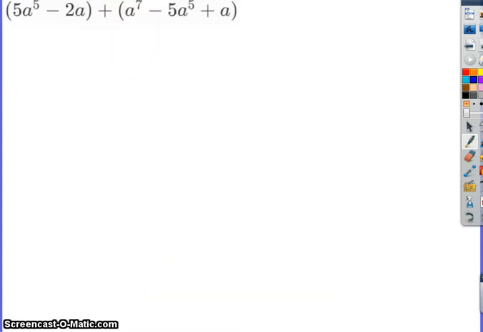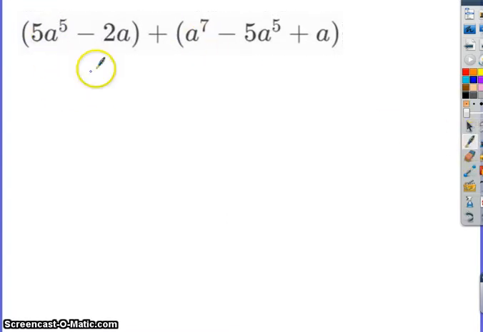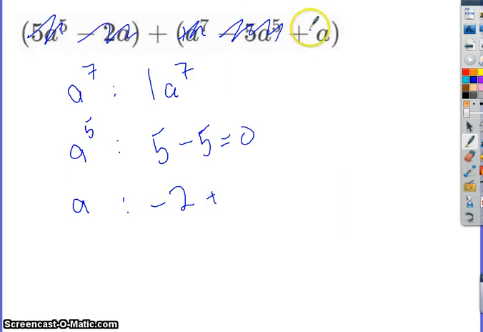Next question. From highest to lowest, I have an a to the 7th here, I have an a to the 5th, and I have an a. So there is one a to the 7th, or just a to the 7th, so I can scratch that out. And then there's 5a to the 5ths. Oh, look at this, they're going to cancel out again, minus 5a to the 5ths. So those have canceled, 5 minus 5 was 0. And then the a's, I have negative 2 of them, plus there's 1 here. Negative 2 a's plus 1a makes negative 1a.